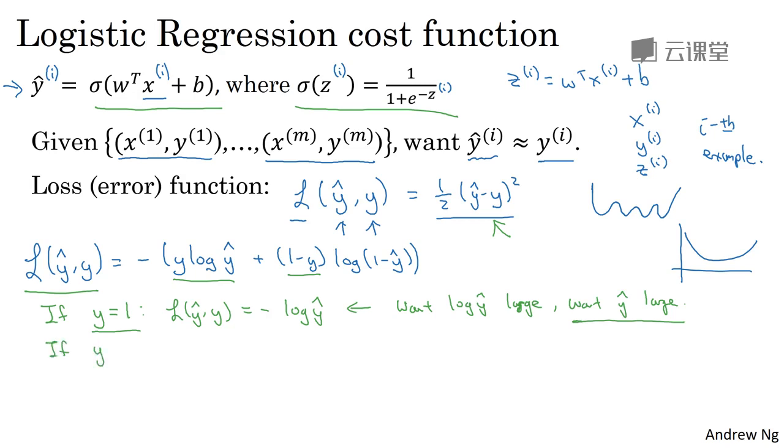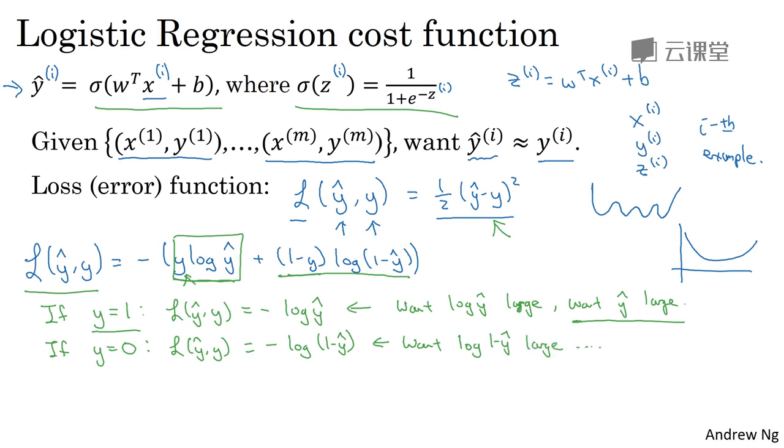The other case is if y equals 0. If y equals 0, then the first term in the loss function is equal to 0 because y is 0. And then the second term defines the loss function. So the loss becomes negative log 1 minus y hat. And so if in your learning procedure you try to make the loss function small, what this means is that you want log 1 minus y hat to be large, because there's a negative sign there.